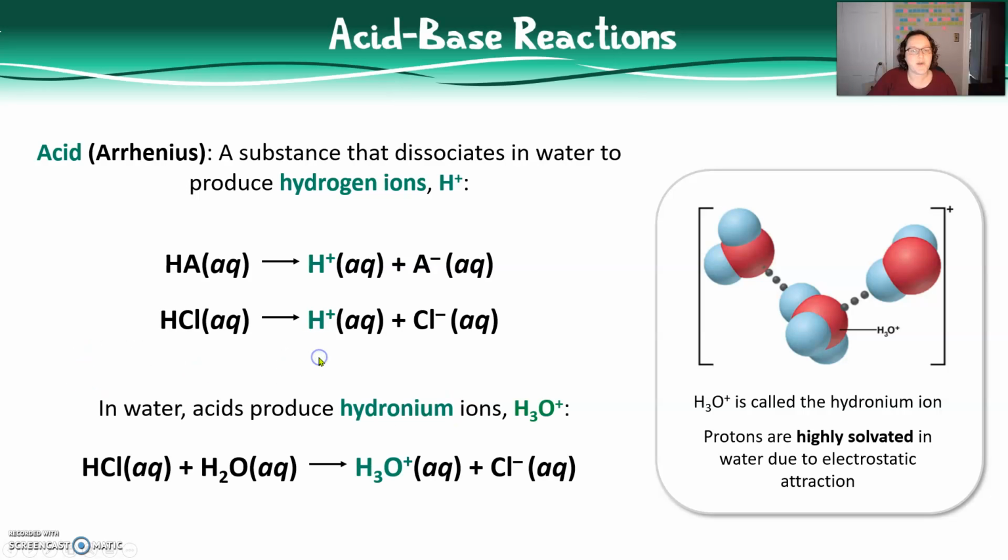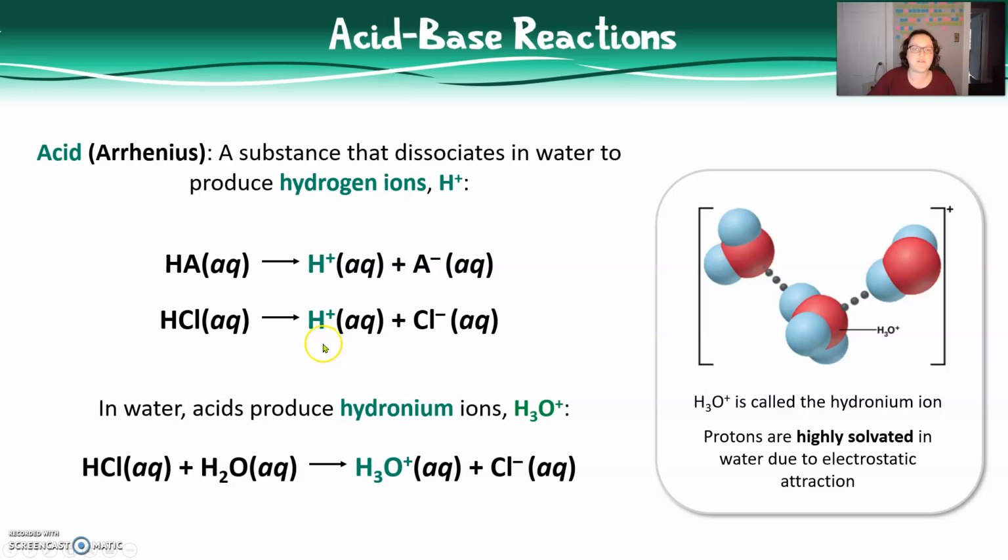A better way of showing this in the dissociation reaction for an acid is to show the acid reacting with a water molecule to form H3O+, which is referred to as the hydronium ion. This represents a water molecule that has accepted a hydrogen ion from the acid. It's important to note that this is still a simplification of what is actually happening in solution, but it is closer to reality than the simplified dissociation reaction shown above.